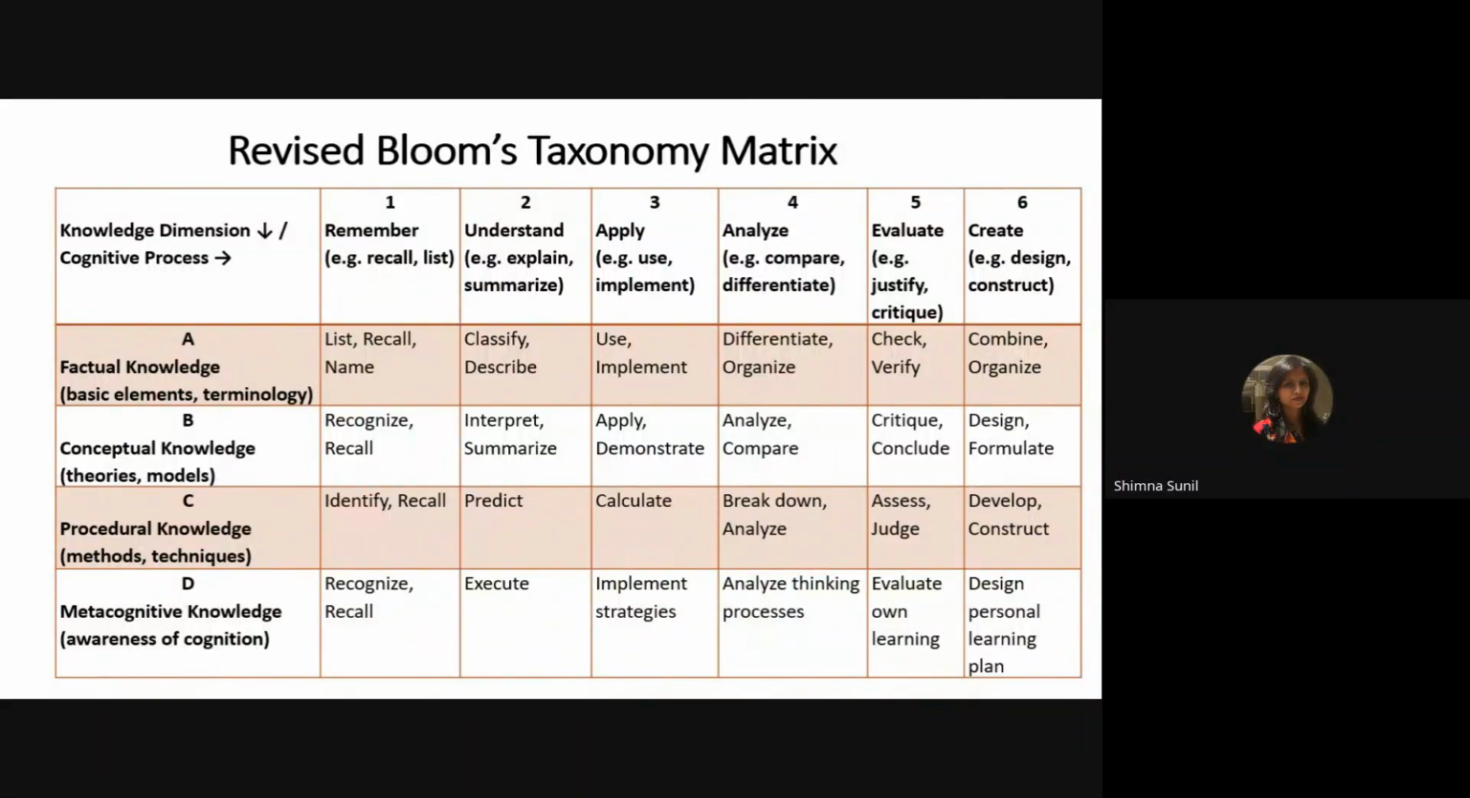That is basic elements and terminologies. Under B, we have conceptual knowledge, which is theories and models. And under C, we have procedural knowledge, which is methods and techniques. And under D, we have metacognitive knowledge, that is awareness of cognition. Can you see that A, B, C, D?